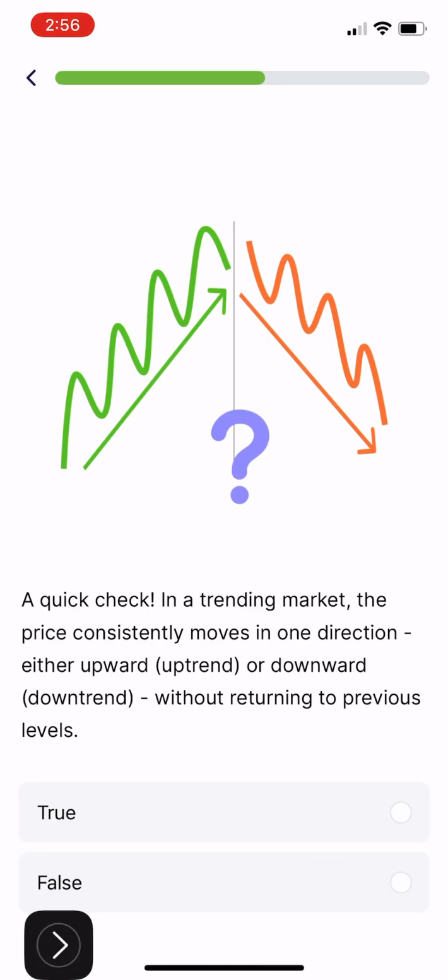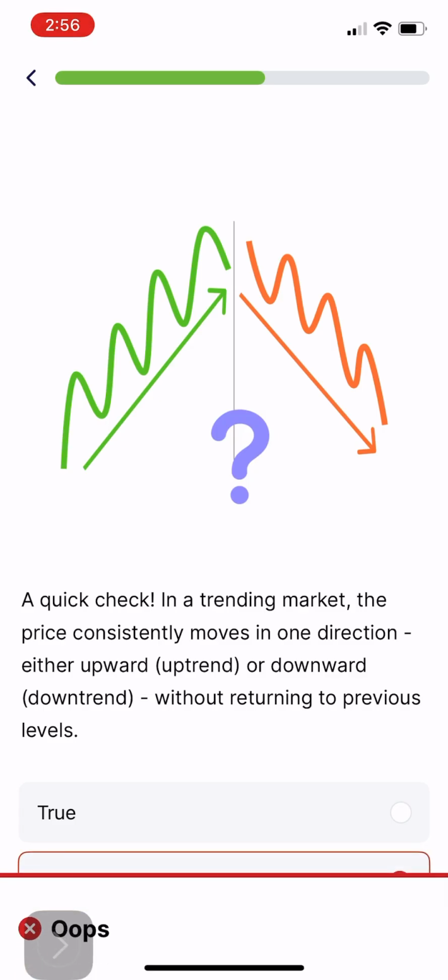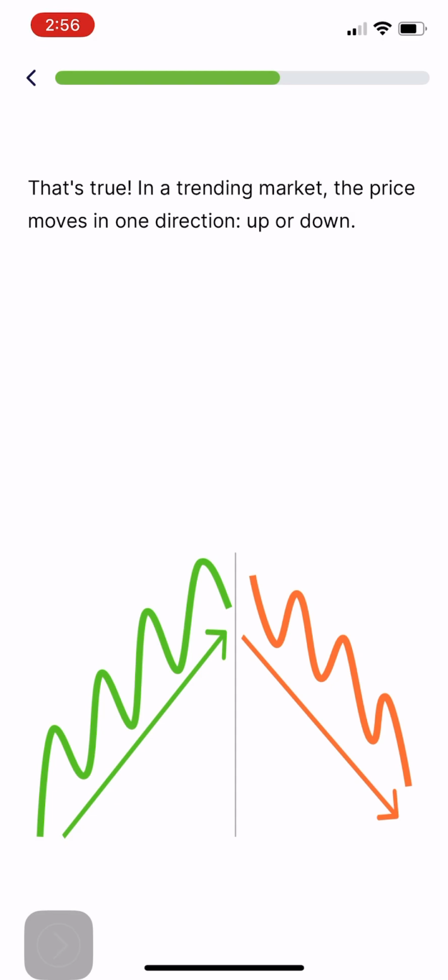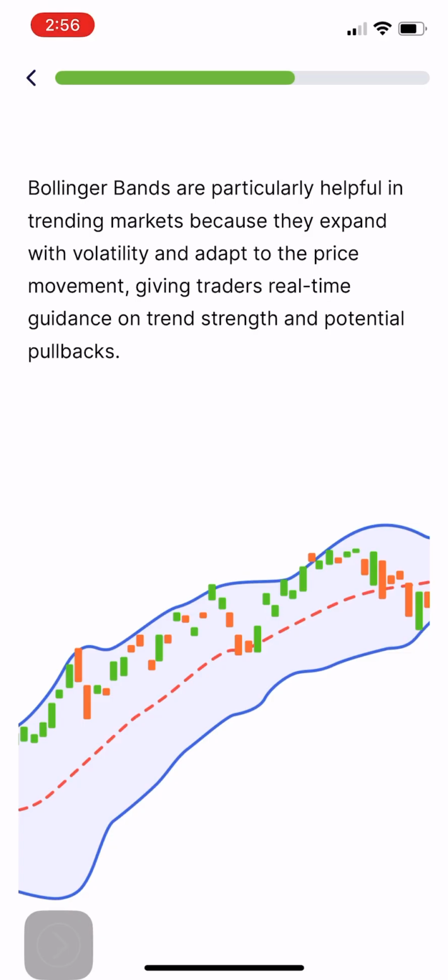A quick check. In a trending market, the price consistently moves in one direction, either upward, an uptrend, or downward, a downtrend, without returning to previous levels. That's true. In a trending market, the price moves in one direction, up or down. Bollinger Bands are particularly helpful in trending markets because they expand with volatility and adapt to the price movement, giving traders real-time guidance on trend strength and potential pullbacks.